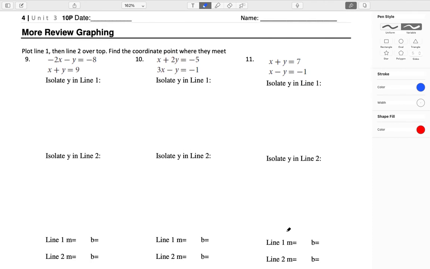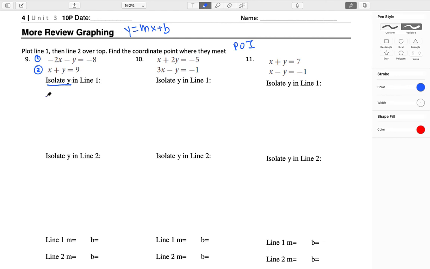Now we are going to do a little bit more graphing. So very similar to what we just did. We are given equation 1 and 2, and we need to figure out where they meet. Find the point of intersection. As you can see, they are not in y equals mx plus b form. So what I would recommend is that you isolate for y for both.